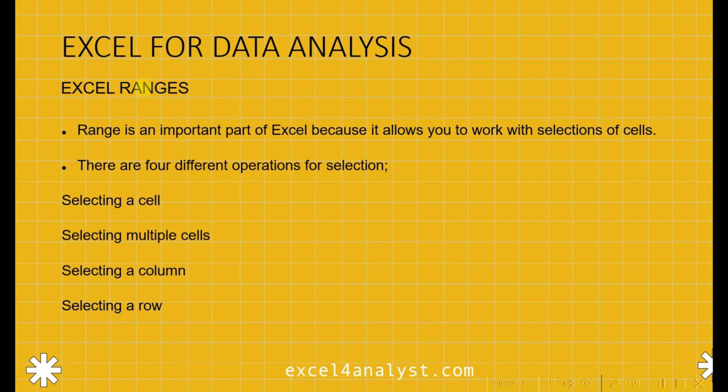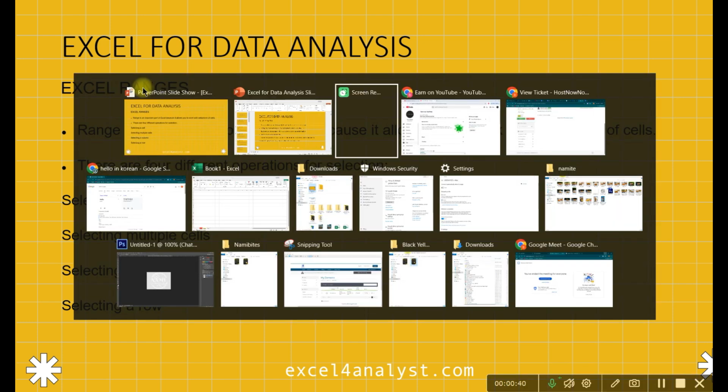Now let's talk about Excel ranges. Range is an important part of Excel because it allows you to work with a selection of cells. And there are four different operations of selection. We have selecting a cell, selecting multiple cells, selecting a column, and selecting a row. Let's check how these actually work.